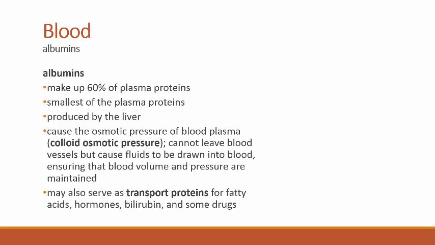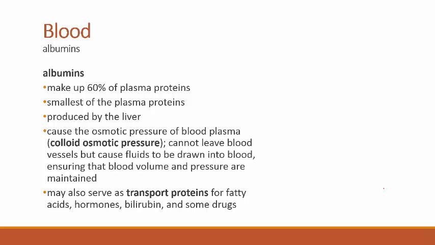So albumins are about 60% of all of the dissolved plasma proteins. So they are clearly the most abundant of the dissolved plasma proteins. And they are produced by the liver. It's one of the jobs of the liver to make these plasma proteins, the albumins. And one of their primary jobs is to provide colloid osmotic pressure to blood plasma.